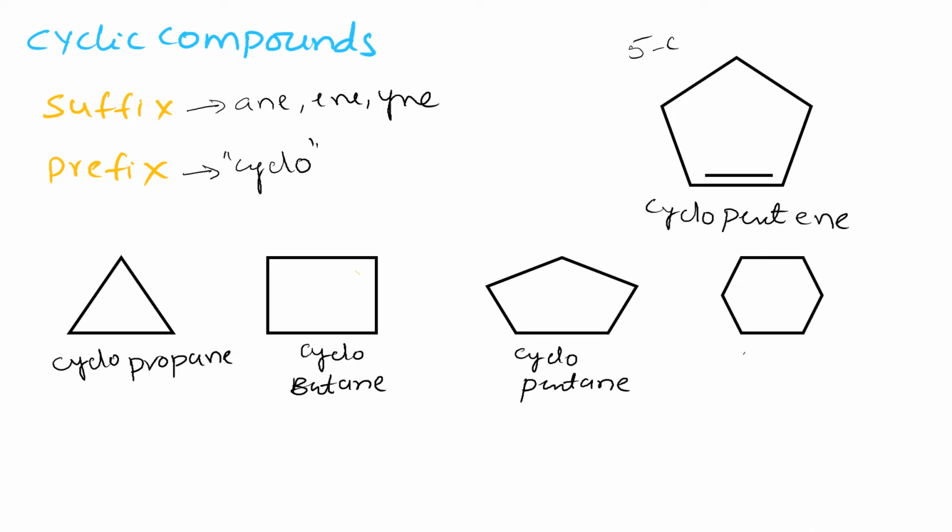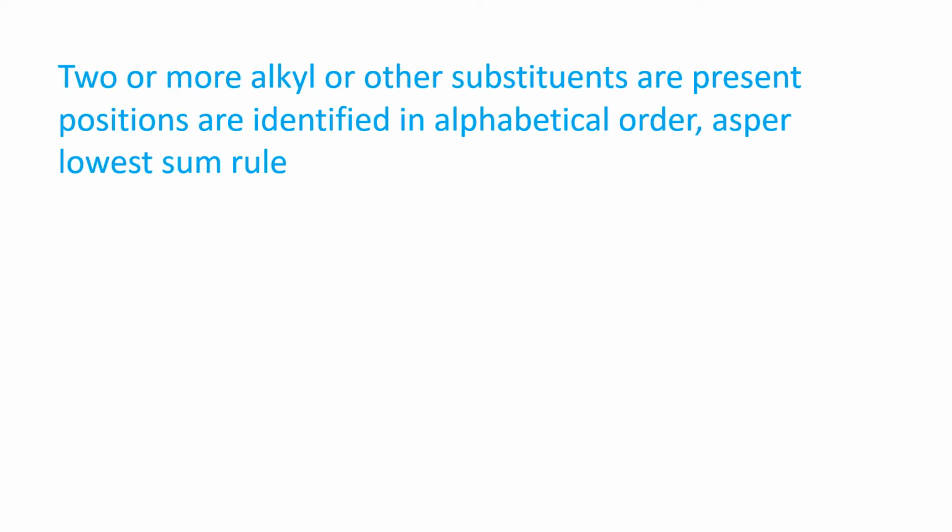Similarly, this one will become cyclohexane. For example, if I give a double bond here, the name becomes cyclobutene. That's the suffix change, because a double bond is there. So there are some rules. Let us discuss them one by one.